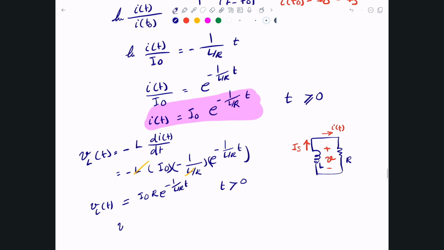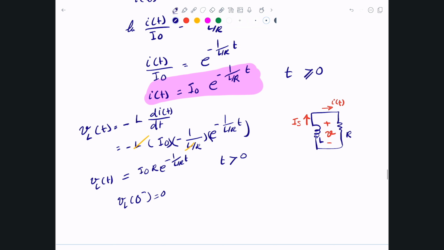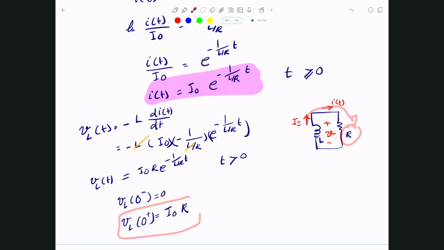because if you think about it, VL of t at 0 minus, basically right before switching, remember that right before switching this was a wire, so the voltage here was simply 0 before the switch. Okay, and after the switch you will see that VL of 0 plus, basically right after switching, you substitute 0 for this t, and you'll end up with simply I0 times R, which makes sense because I0, or I of S, is flowing through the R times R, and that's the voltage across it.